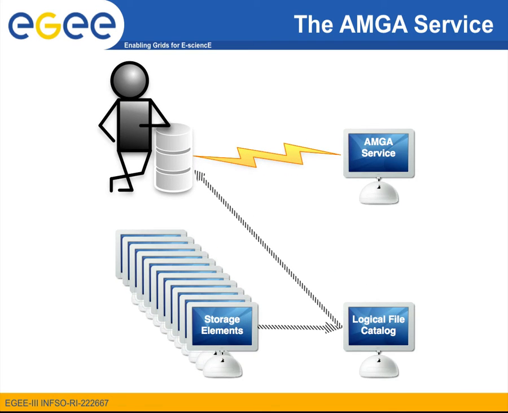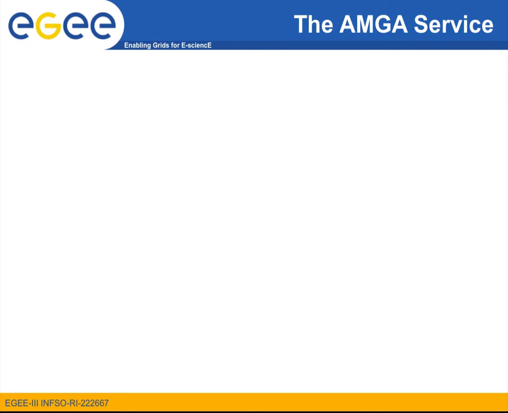The AMGA Metadata Catalog may be accessed either via the mdclient command line utility or via a set of API calls. During this screencast we will focus on the usage and configuration of the AMGA Metadata client and how to create simple metadata structures inside an AMGA server.